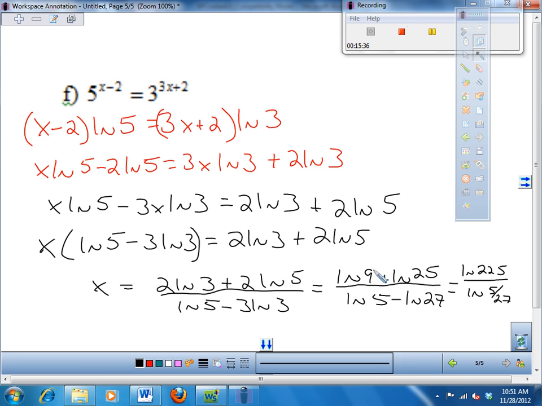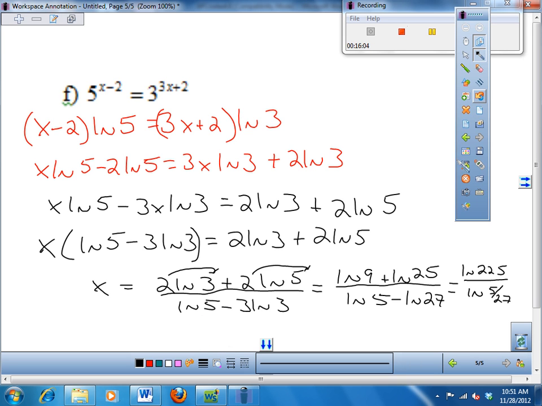Wait, how'd you jump from there to the next one? How'd I go from here to here? Yeah. Because 2 natural log of 3 is the same as natural log of 3 to the 2. I can bring this exponent up top, right? And this exponent I can bring up top. So I'm kind of going in reverse of that rolling the log thing I gave you.